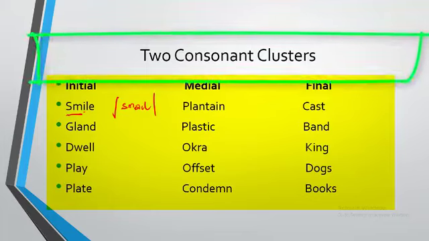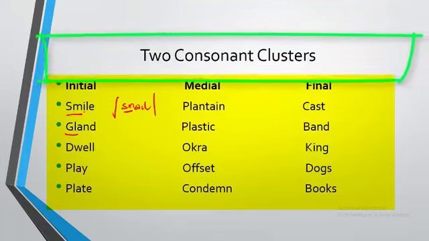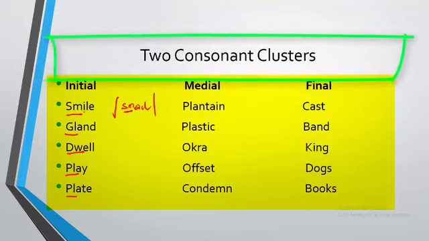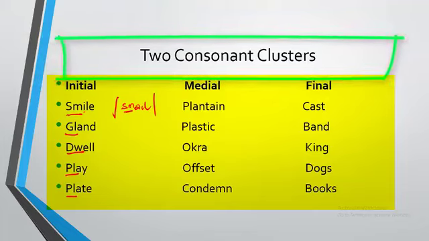Okay, so you can see the cluster there. Smile. We have bland at the initial position. Bland. We have dwell. We have play. We have plate. Okay, that at the medial position we have plantain. Plantain. Okay, we have plastic.